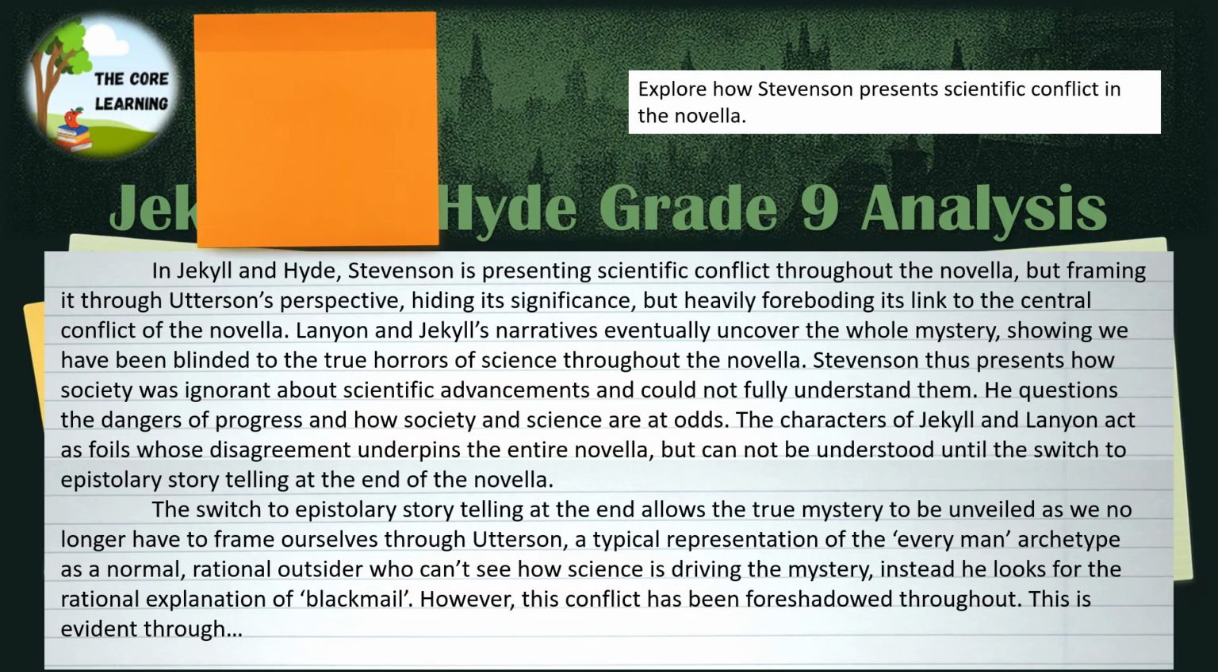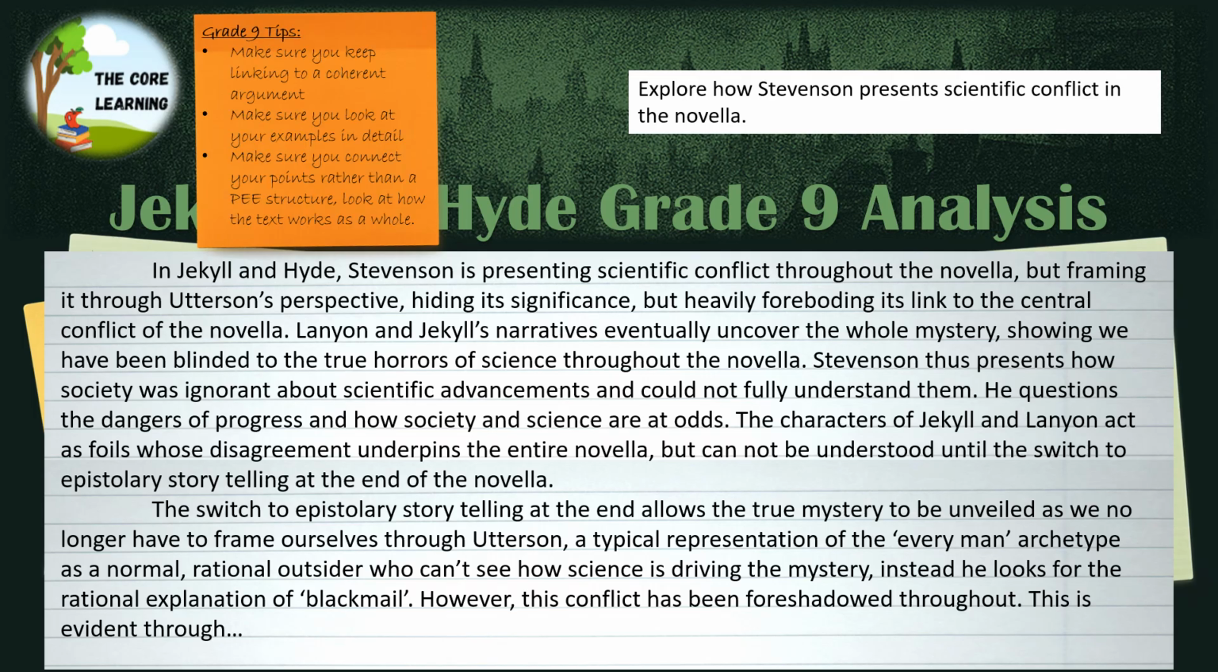The one thing, though, about science and scientific conflict is to keep drawing it back to that tension in society. But my overall grade 9 tips, so you are going to make sure that you are linking to a coherent argument. You're going to make sure you're looking at your examples in a lot of detail. Lots of people say, Miss, I've run out of time, or I've run out of points, things like that. And normally it's because you're not exploring the points you do have in enough detail. And make sure you connect your points together rather than writing in a point evidence explain structure, for example. So look at how the text works as a whole and how everything's coming together for a real purpose.